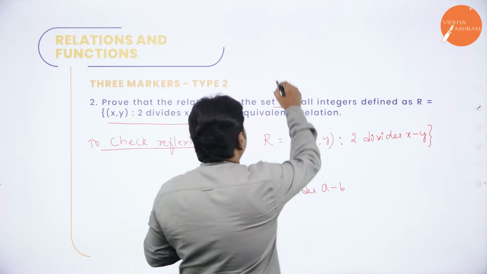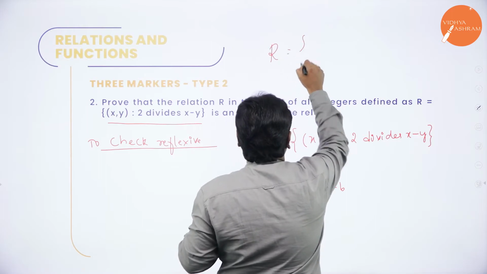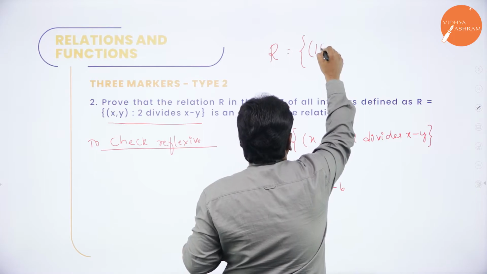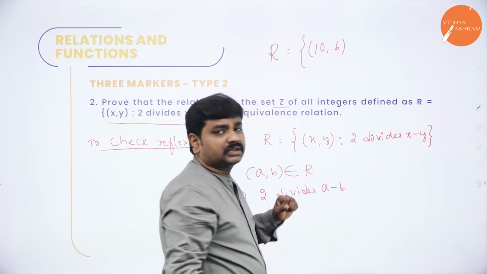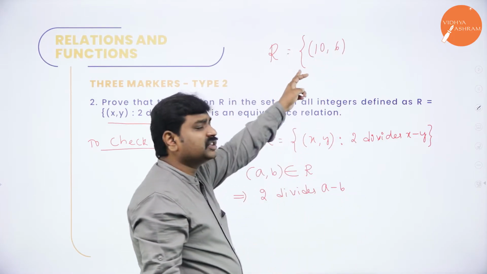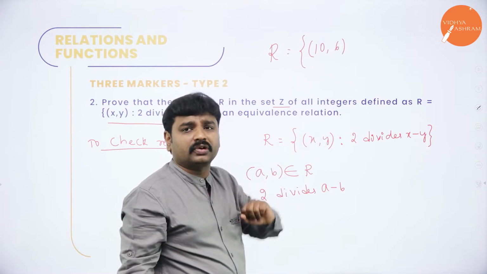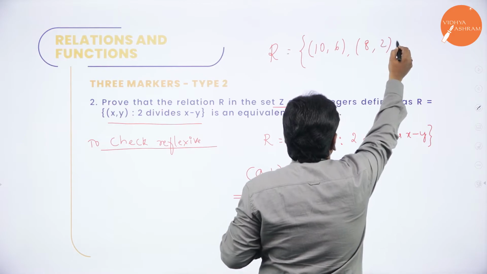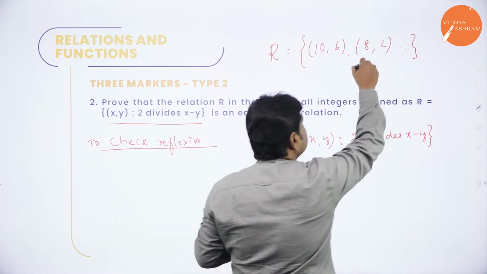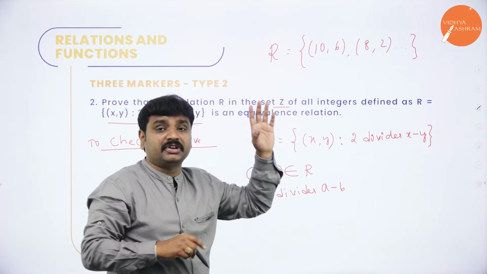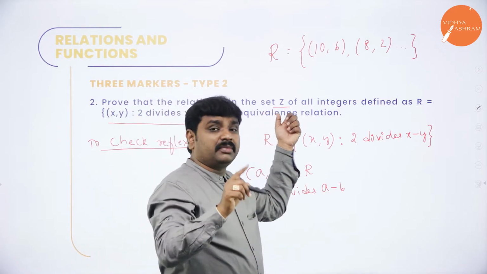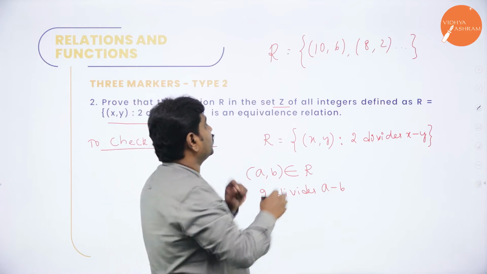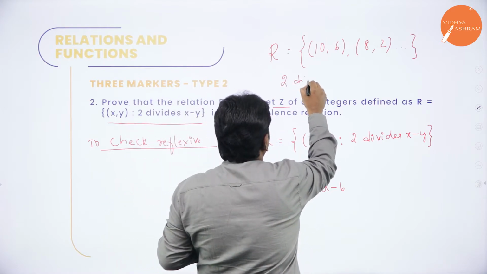One simple example: I will take one pair, say for 2 dividing the difference, I will take (10, 6). Definitely 2 divides 10 minus 6. What is 10 minus 6? 4. 2 divides 4. (10, 6) or (8, 2). So like this the relation contains these elements, but I can't sit and write the elements because one of the elements I should take from Z. So you know Z is infinite.